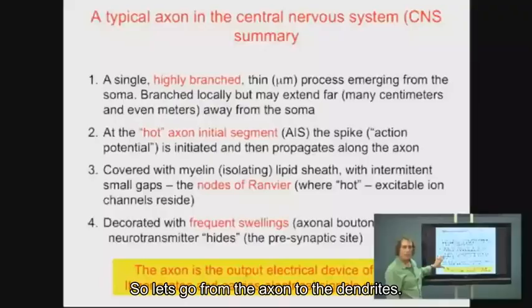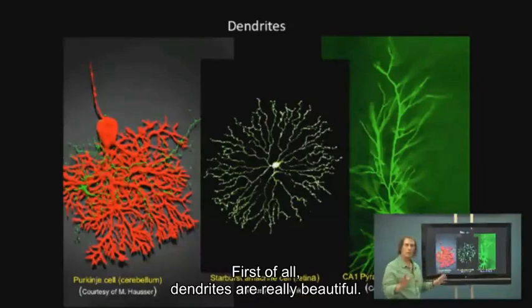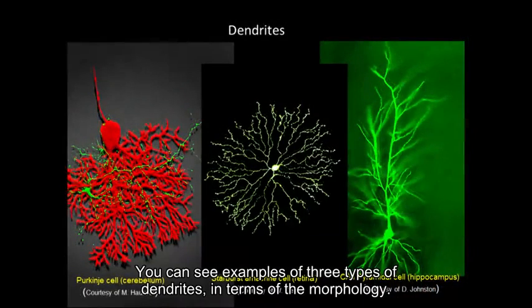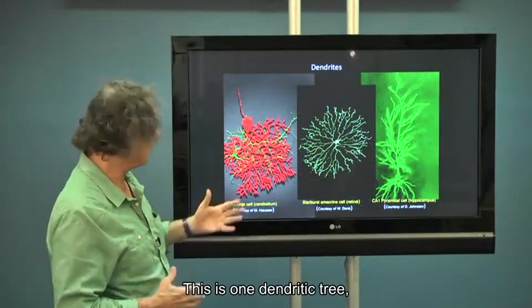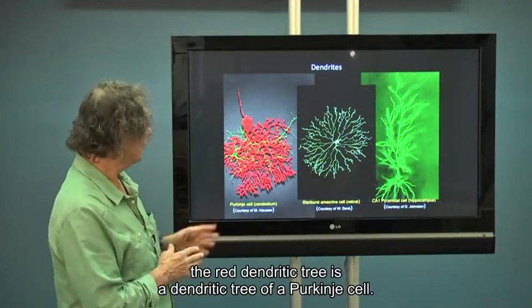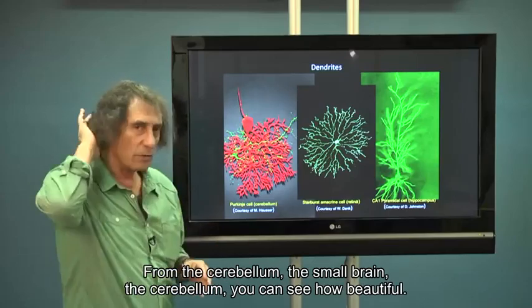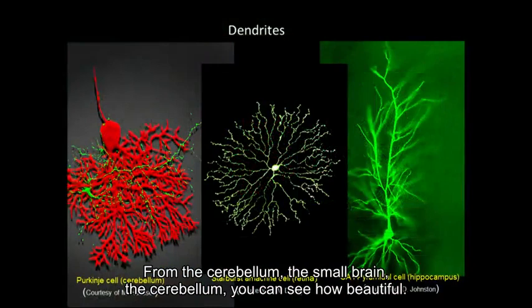So let's go from the axon to the dendrites. First of all, dendrites are really beautiful. You can see examples of 3 types of dendrites in terms of the morphology. This is one dendritic tree. The red dendritic tree is a dendritic tree of a Purkinje cell from the cerebellum, the small brain, the cerebellum. You can see how beautiful.